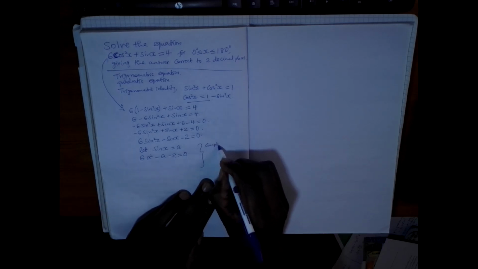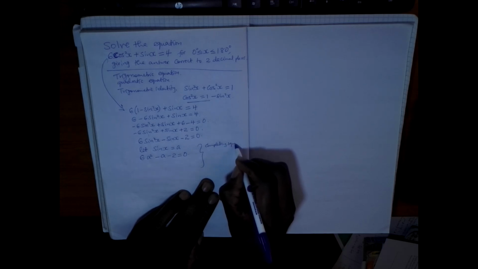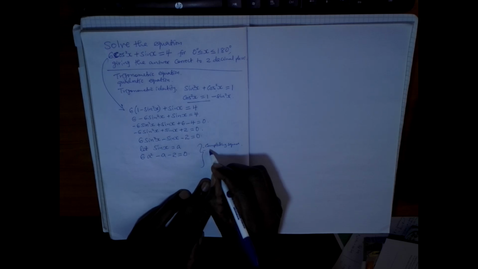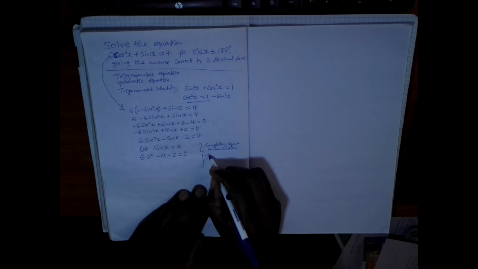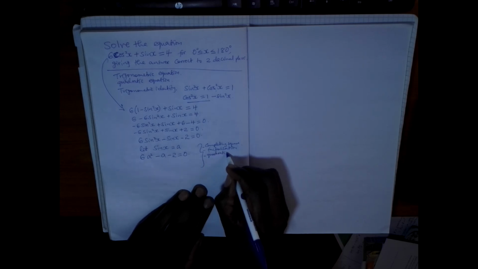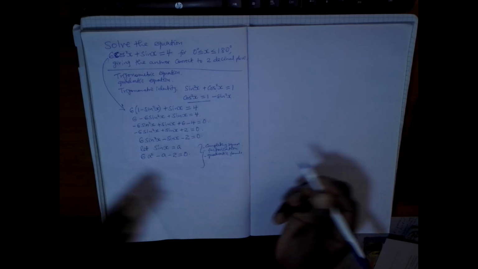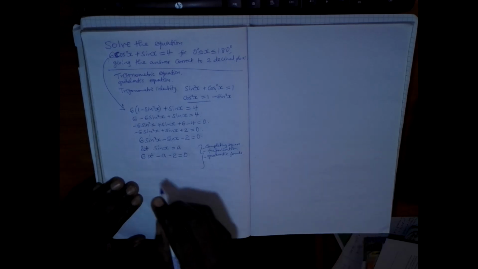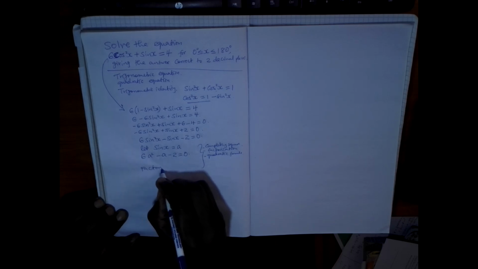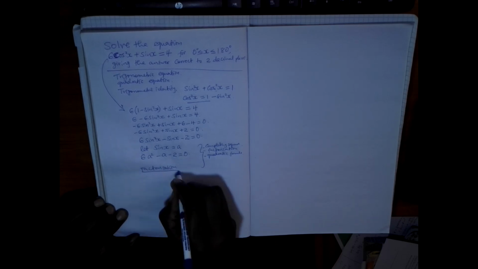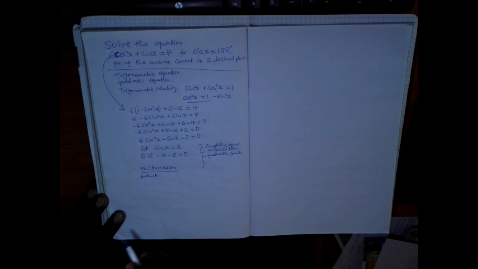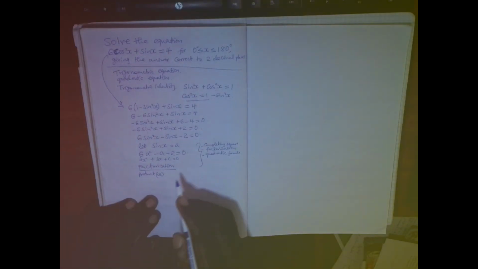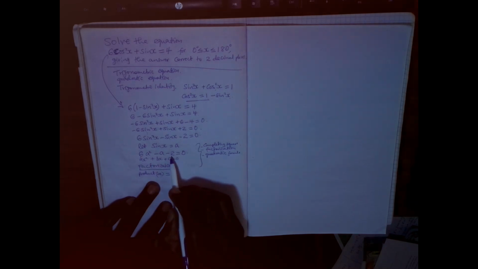In this case, you can decide to use the completing the square method, the factorization method, or the quadratic formula, whichever is okay. But allow me to use the factorization method. So let me take the product AC: 6 times minus 2, so we have minus 12.